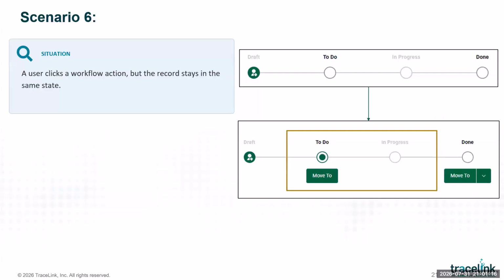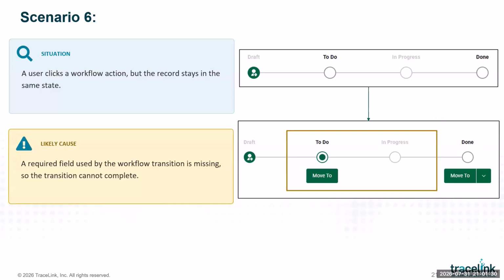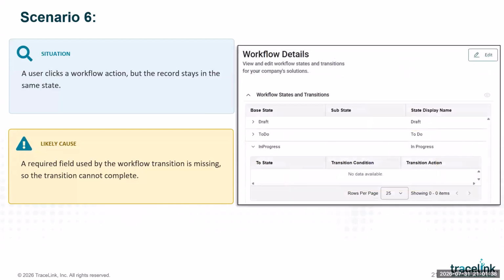Now on to workflows. In scenario 6, a user clicks a workflow action, but the record stays in the same state. The action may appear to be available, but after the user selects it, the record doesn't move forward. The likely cause is that the transition for that workflow state does not exist, or the transition configuration is blank. To troubleshoot this, open the workflow configuration and identify the current state of the record. Then check whether there is a transition configured from that current state to the expected next state. If the transition is missing or incomplete, create or complete the transition, then save and validate the workflow configuration.